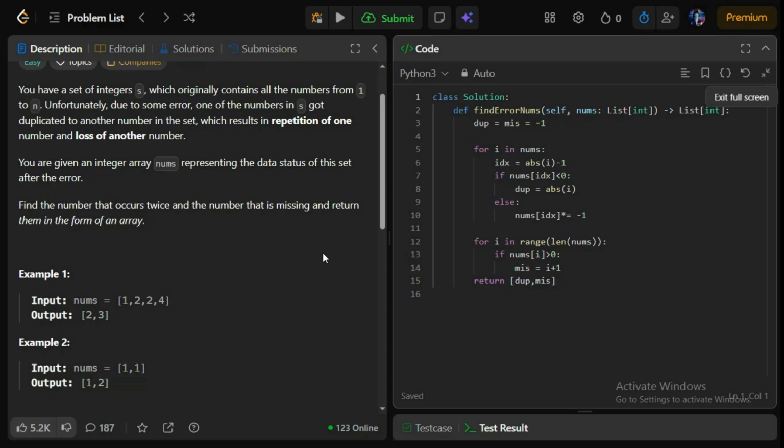And we are going to see if nums of 1 is negative or not. And we know it's not negative, so again we will get into the else block, and now at nums of 1 we are going to have minus 2.